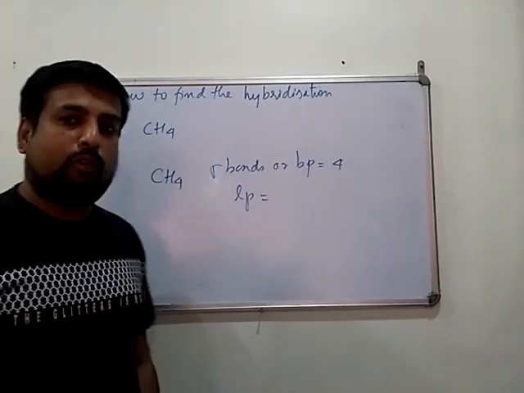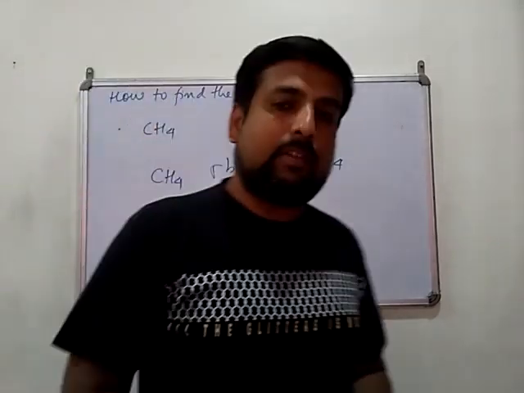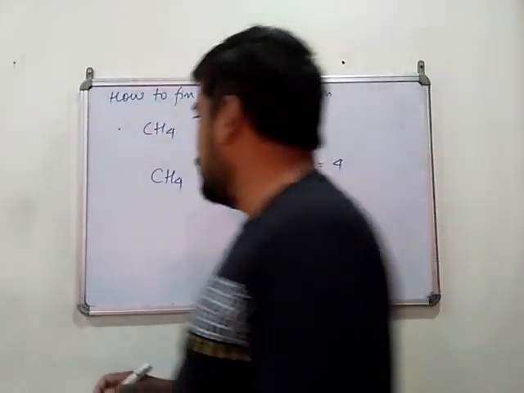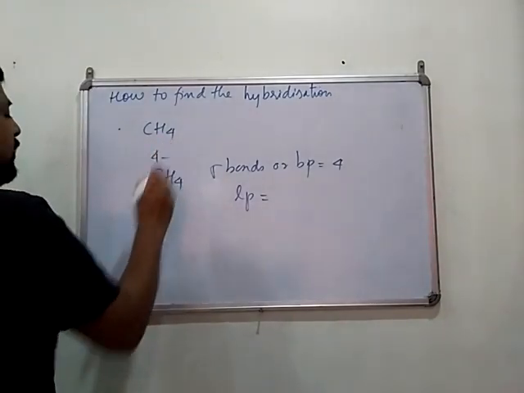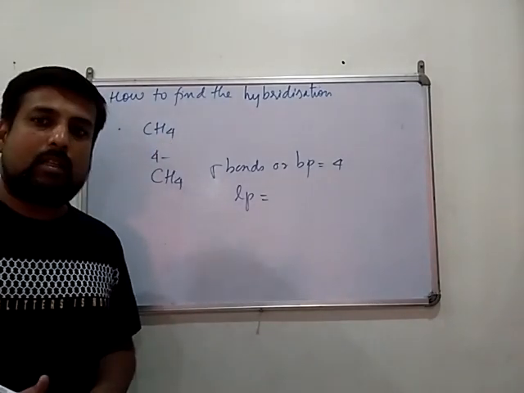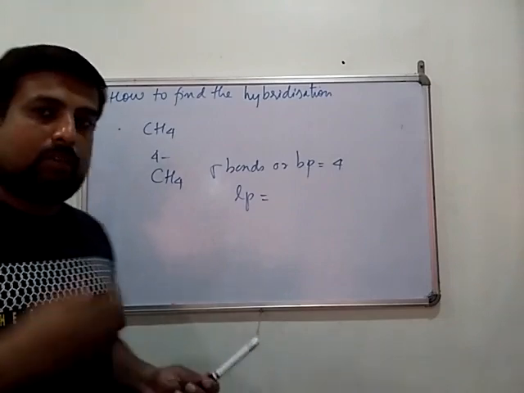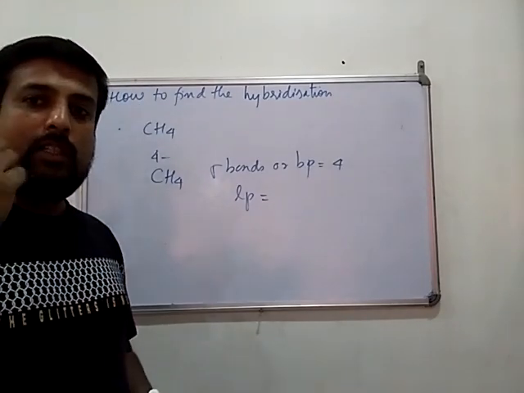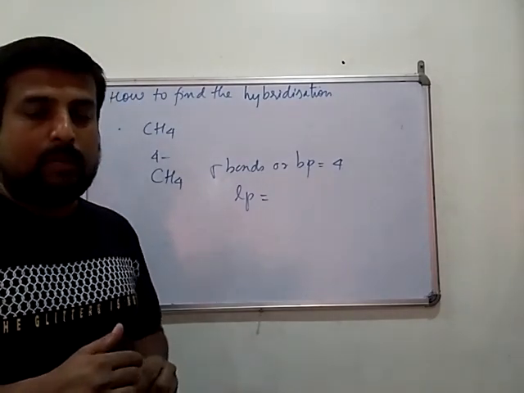That depends on the electronic configuration, or the electrons in the outermost shell of carbon. Now carbon belongs to group 14 of the periodic table. That means it will have 4 electrons in the outermost shell. And now hydrogen, the valency of hydrogen is 1. Hydrogen is monovalent, so it will just share 1 electron with carbon.